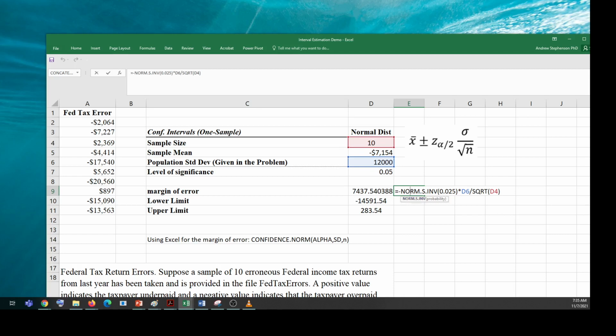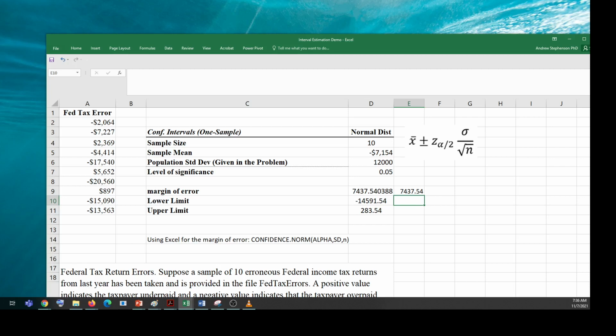There's a little tricky bit. Whenever you do this procedure with norm.s.inv and you use the lower tail, you're going to have a negative number. The way to get around that is just to put a negative in front of the formula. So put a minus in front of norm.s.inv to get rid of the negative that's going to result. And here we end up with the positive margin of error. That's our goal.